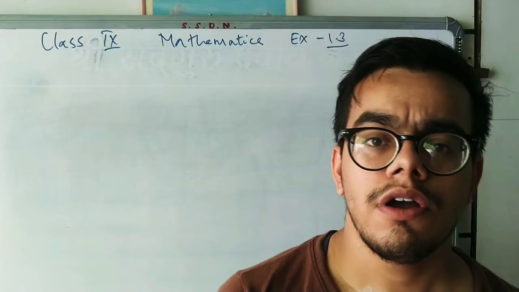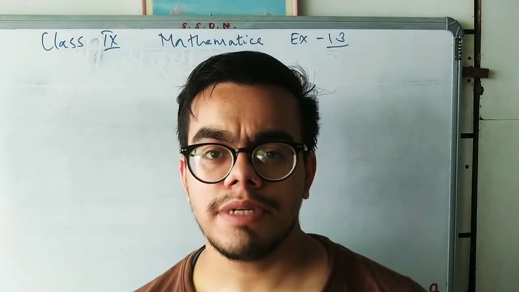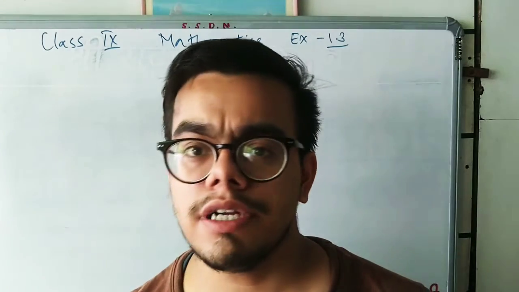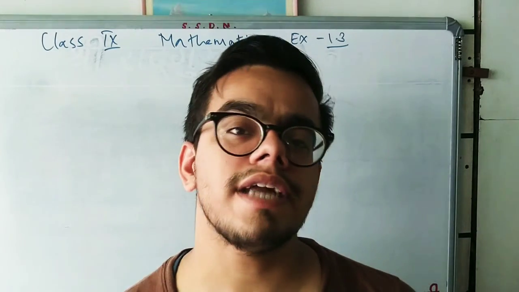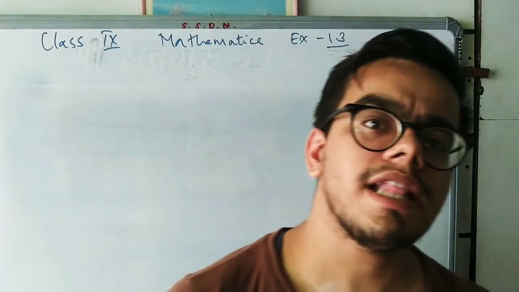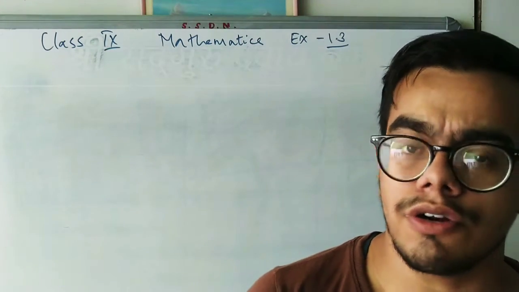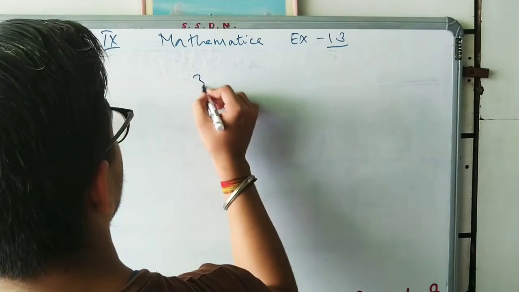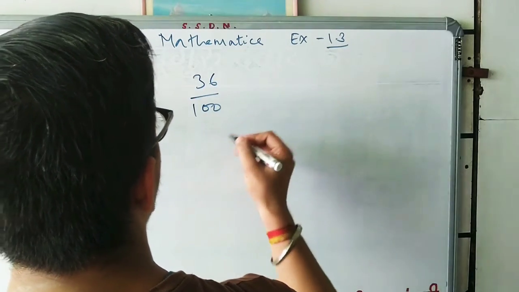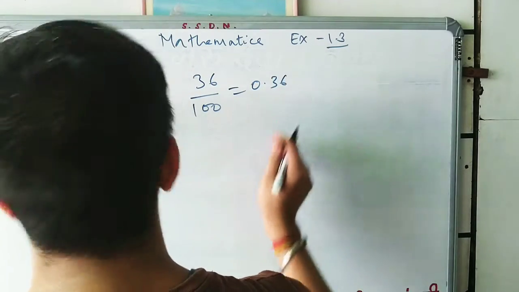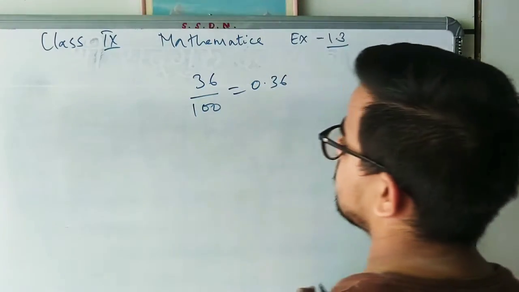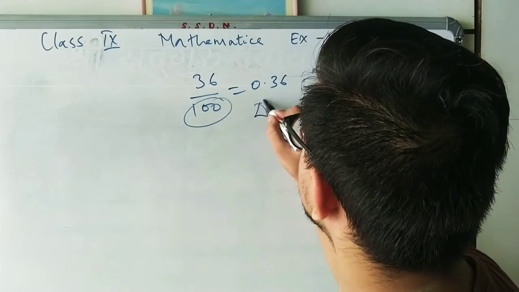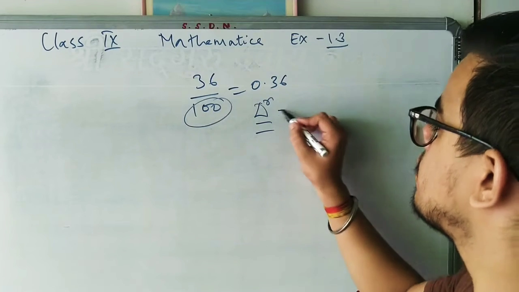In my previous video, we learnt about terminating and non-terminating decimals. We solved the first question. Now I am going to tell you the trick about those questions: how we can directly, without dividing, tell whether the number is terminating or non-terminating. The first question was 36 upon 100. On dividing we get directly 0.36, but if the number is something else, we have to check the denominator.